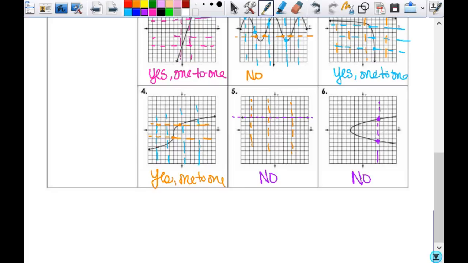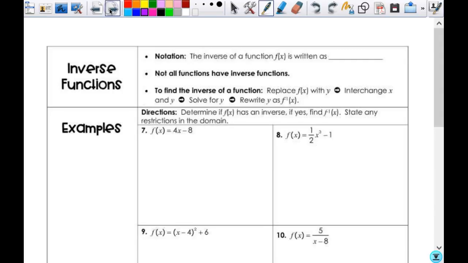Okay, so visually from a graph, you have the horizontal line and vertical line test. If it passes both, it is a one-to-one function, which means the function and its inverse are both functions. Okay, next page.